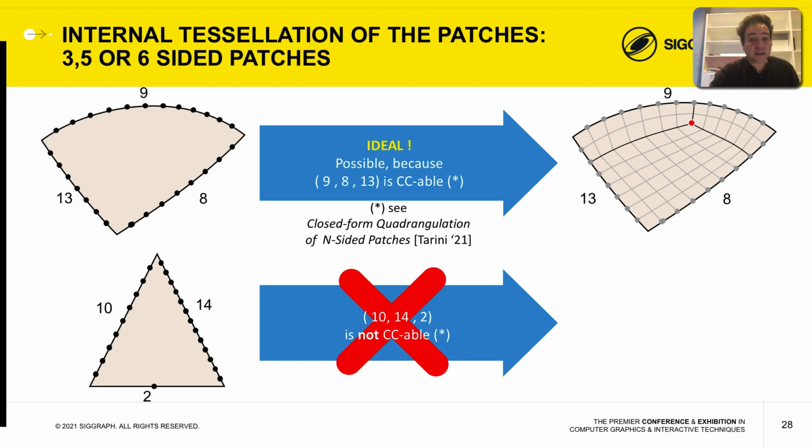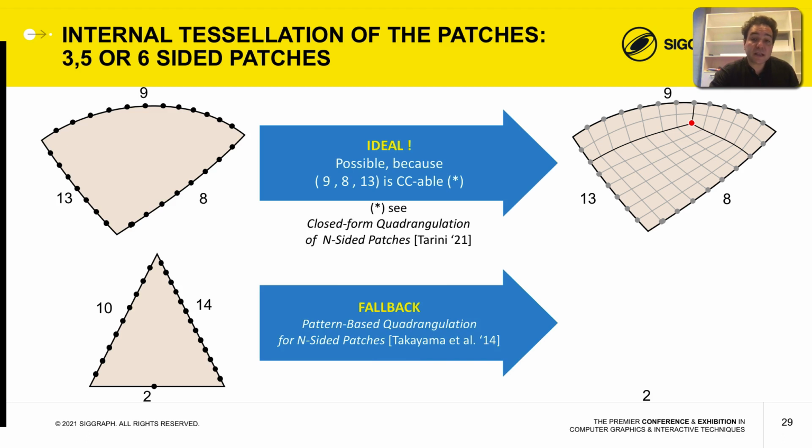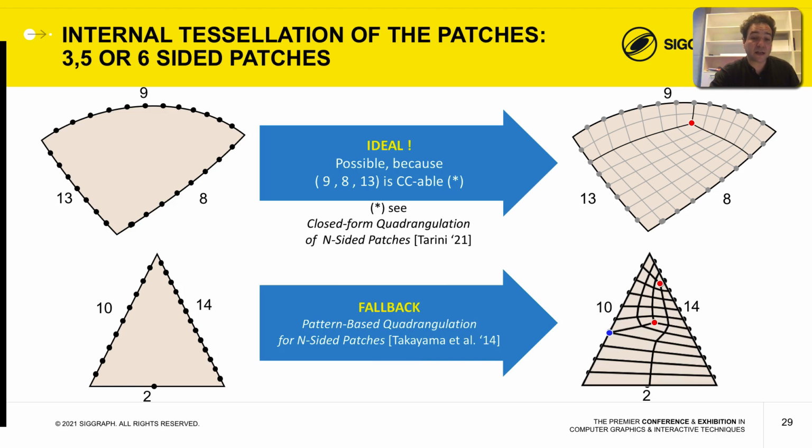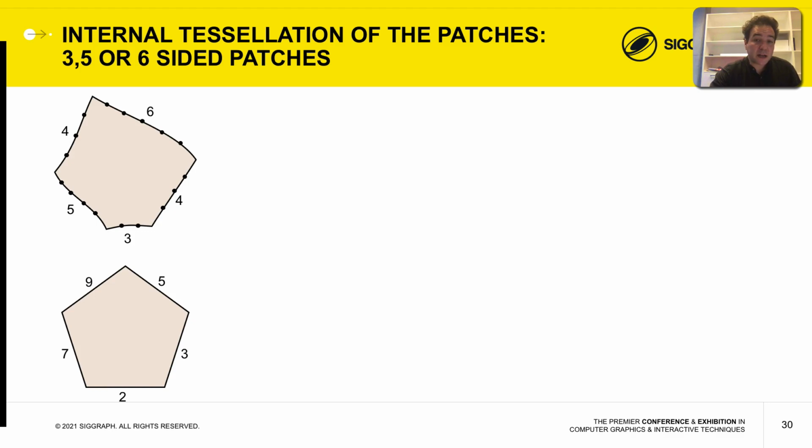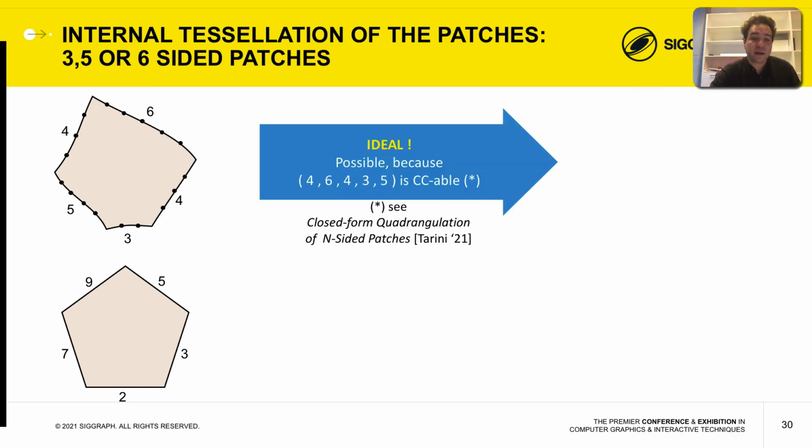Instead, applying the same rules, we know that this triangle with 10, 2, and 14 subdivisions on the sides cannot be tessellated in the ideal way. In this case, we can still use the approach of Takayama and colleagues to create a consistent quadrangulation. But again, this is not the ideal case because it inserts extra singularities in the interior. Similarly, we can tessellate the pentagonal patch with a single irregular vertex. And we can derive if it's possible by looking only at the subdivisions on the sides.